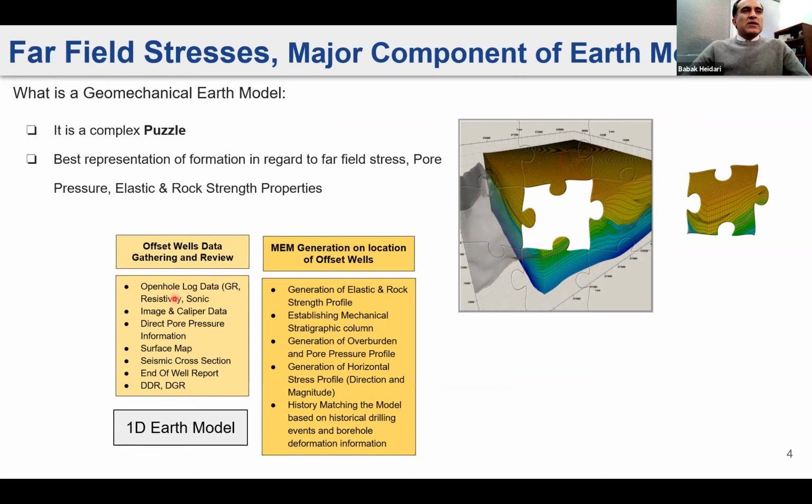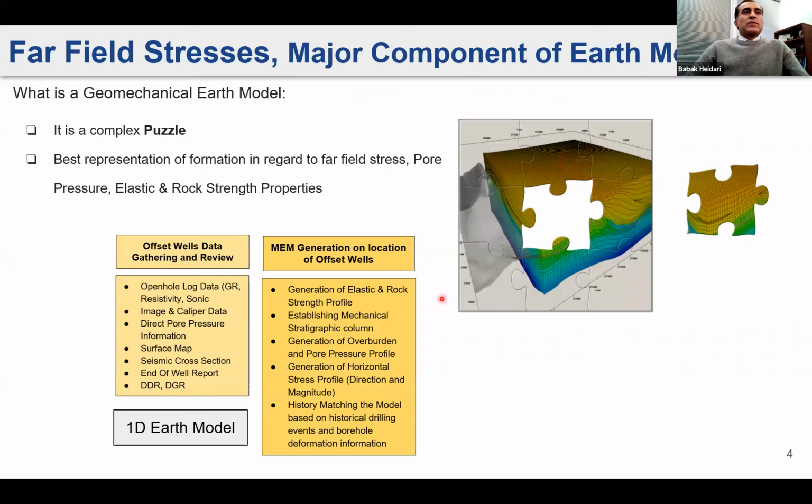So we start by gathering lots of information, because it can all give us some idea about the geomechanical formation properties, such as open hole log, resistivity information, image log, caliper data, direct pore pressure, surface map, seismic, end of well report, and DDR, or daily drilling report. We gather this data, we screen it, and then we finalize our candidate offset wells to be representative of the field that we are going to explore and further drill.